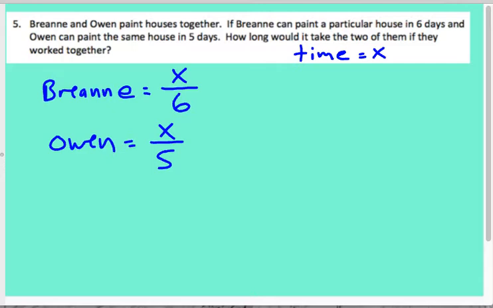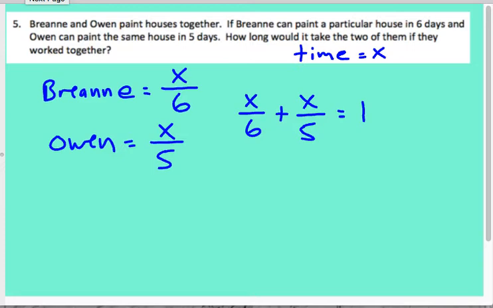How long would it take them together to paint one house? So if you add how much of the house Brianna's going to paint, plus how much of the house Owen's going to paint, that would equal, well, how many houses are they painting? We decided they're painting one house, so it's just going to be equal to 1. So it's kind of a rational equation. We don't have any variables in the denominator, but we're going to solve it the same.